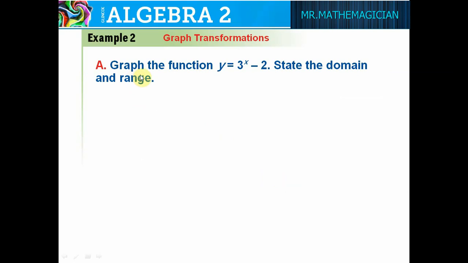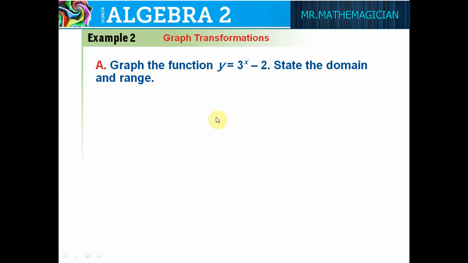Now, graph the function y equals 3 to the power of x minus 2, state the domain and range. It's clear that 3 to the power of x, all of it minus 2, means this minus 2 is the k value. And we have mentioned that k makes vertical shift, up if positive, down if negative. So this negative 2 will cause vertical shift down 2 units.